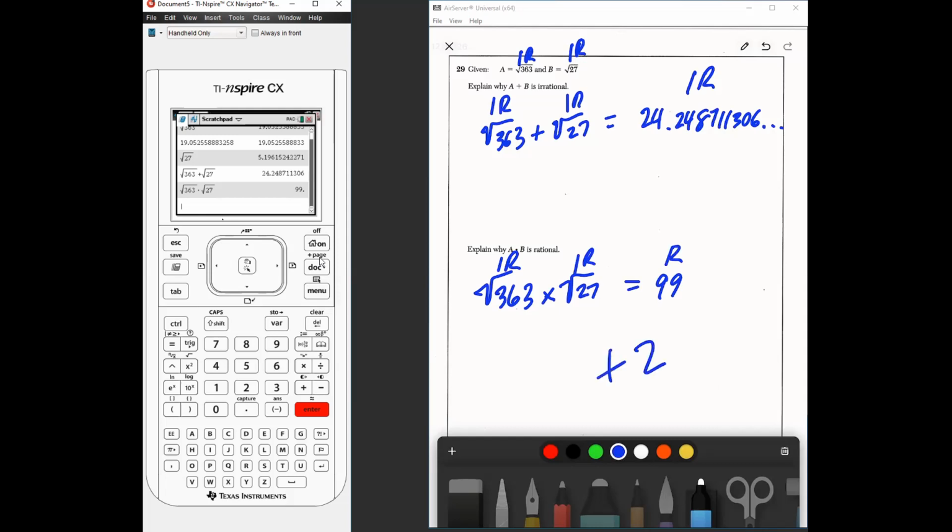And this would be 2 points if you do this. If you write IR, and then IR here, that's 1 point. If you do IR times IR and you get rational here, that's 2 points. And it's an easy 2 points. Use your calculator. Look to see if it has decimals that go on forever and no repeating pattern. That's all you have to do.